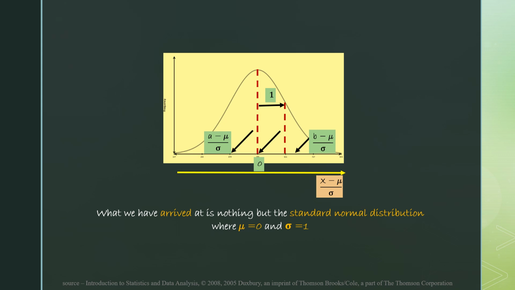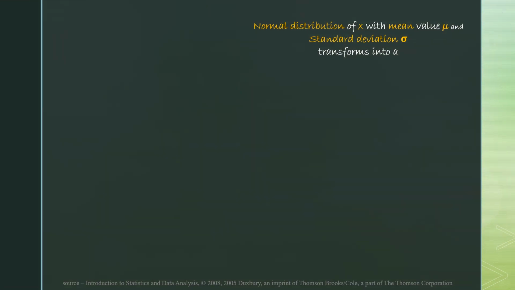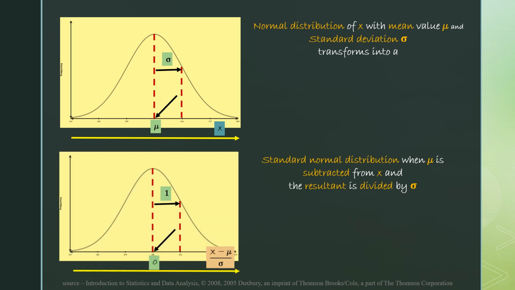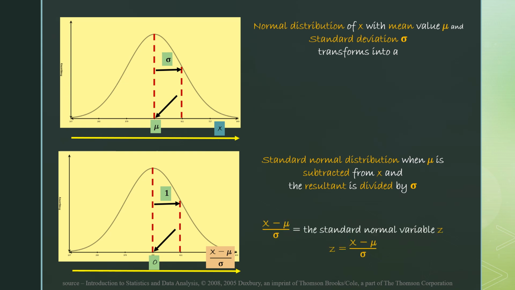What we have arrived at by carrying out these steps is nothing but the standard normal distribution where mu equals 0 and sigma equals 1. A normal distribution of x with mean value mu and standard deviation sigma transforms into a standard normal distribution when mu is subtracted from x and the resultant is divided by sigma. X minus mu divided by sigma equals the standard normal variable z. Thus, z equals x minus mu divided by sigma.